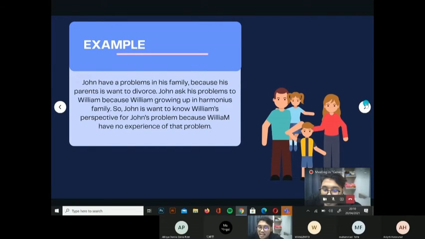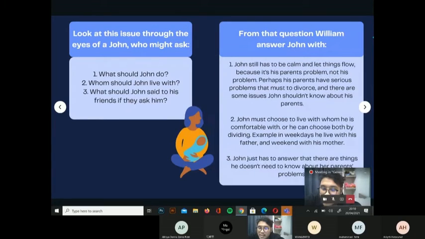Look at this issue through the eyes of John, who might ask, what should John do? Whom should John live with? And what should John say to his friends if they ask him? From those questions, William answered John with the first one. John still has to be calm and let things flow because it's his parents' problem, not his problem.